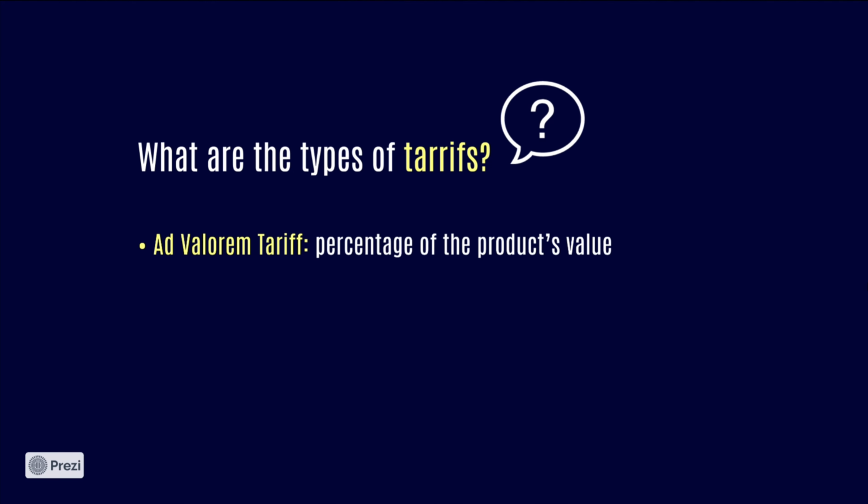Ad valorem tariff. This is a percentage of the product's value, e.g. 10% of a car's price. The more expensive the product, the higher the tariff paid. Specific tariff. A fixed amount per unit, e.g. $5 per pair of shoes. This type of tariff does not depend on the price of the product, but rather on quantity.